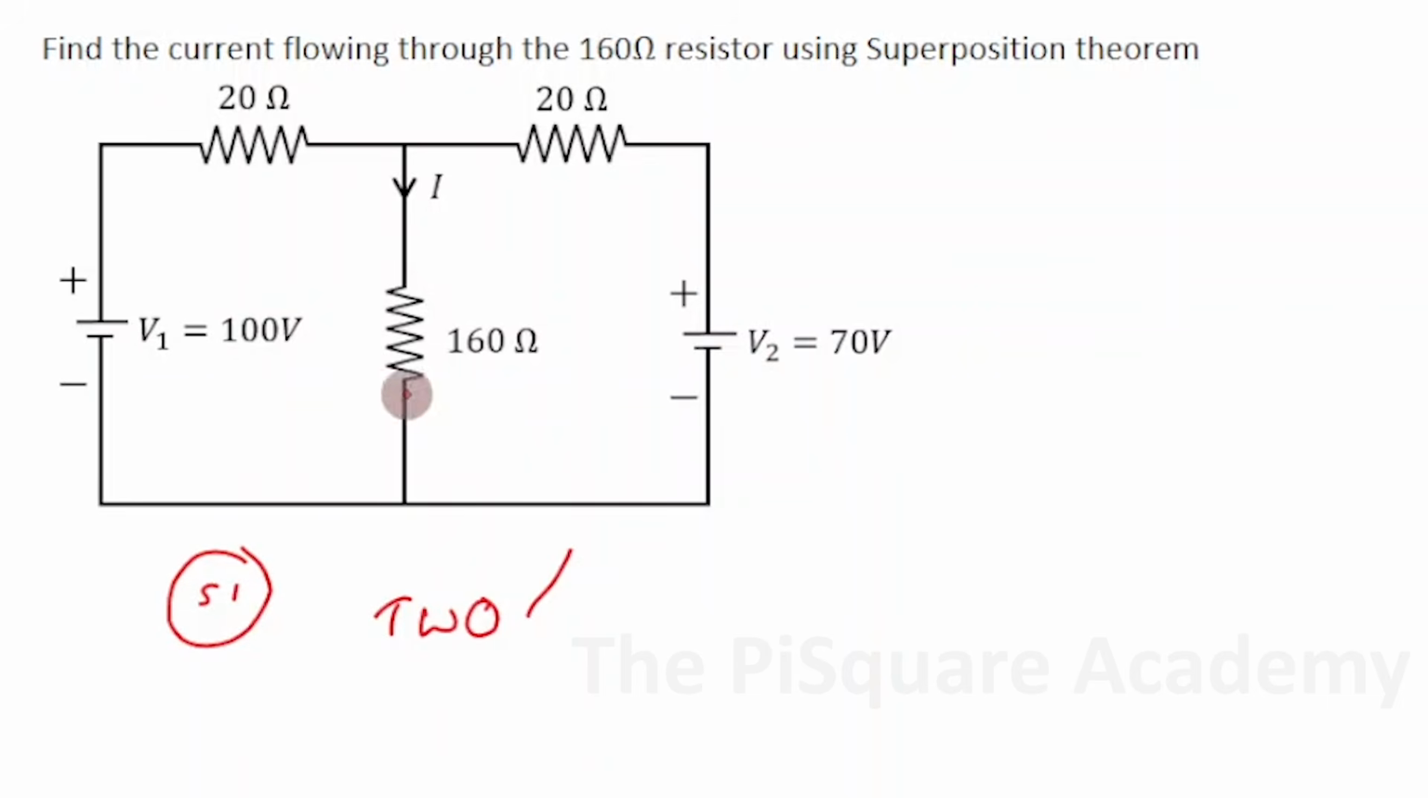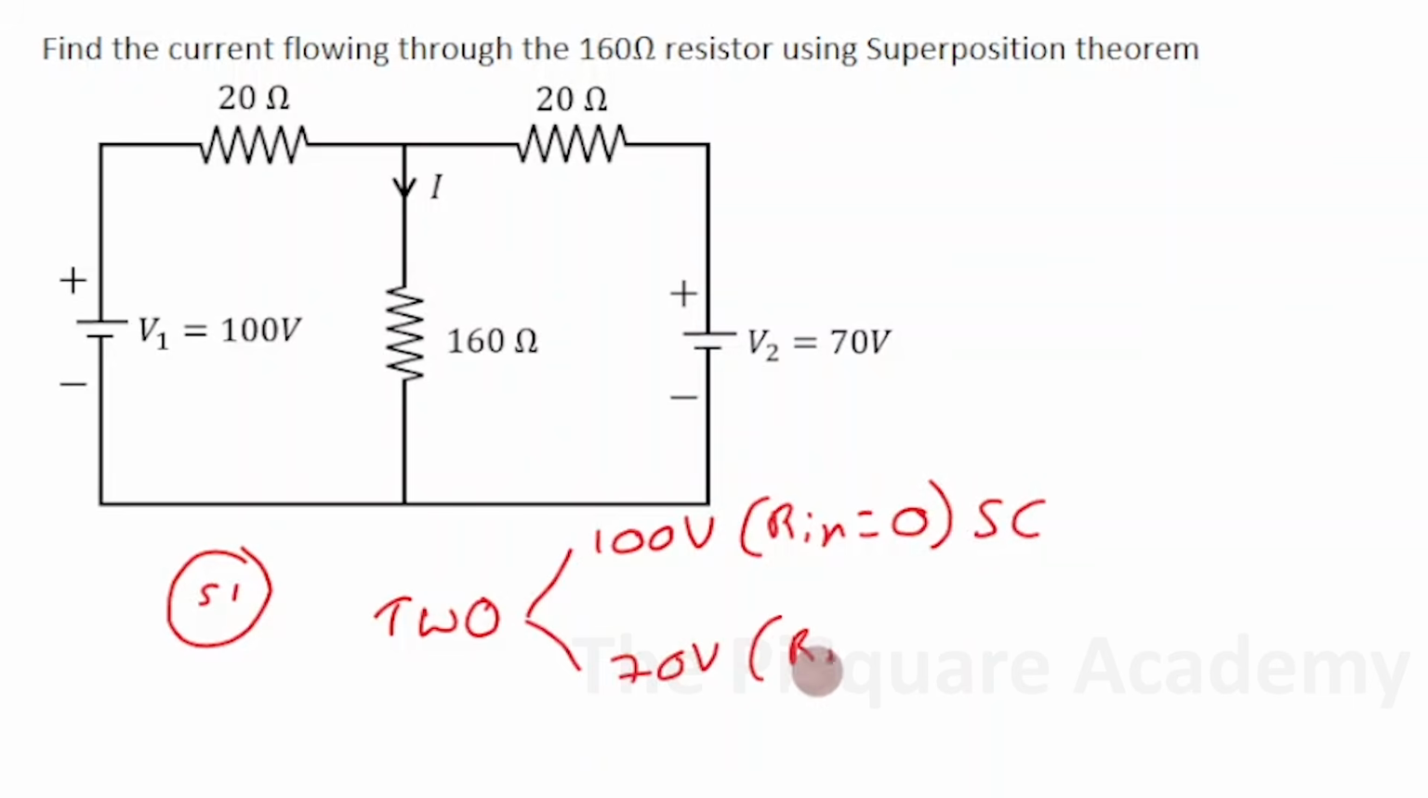So what are those two? You write that also. 100 volts means a voltage source which is having internal resistance 0, means short circuit, and 70 volts, whose internal resistance also, because it is ideal, nothing is given, is 0, means a short circuit. So this is step 1.